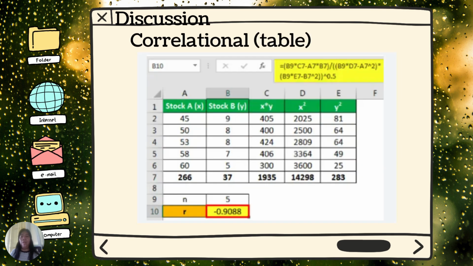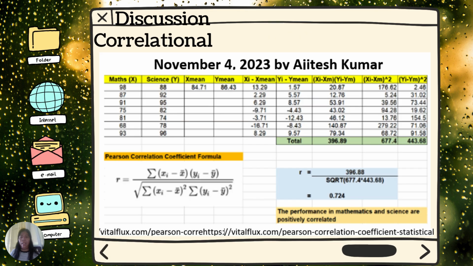And then there are also other tables for correlational study using Pearson r. It goes like this, and then this one. Okay, so this is the URL that you can go over and look at, for you to be able to get a better understanding of the proper computations of correlation, and to be able to collect the data in terms of figures and numerical records as well.